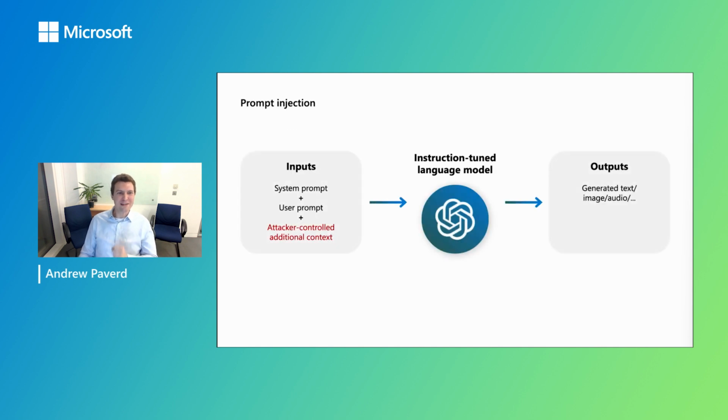So of course, from a security perspective, you might ask, well, what happens if this additional context, for example, becomes attacker controlled? If an adversary can manipulate some of the input that's going into the instruction-tuned language model. And this is, of course, the phenomenon that's recently become known as prompt injection.